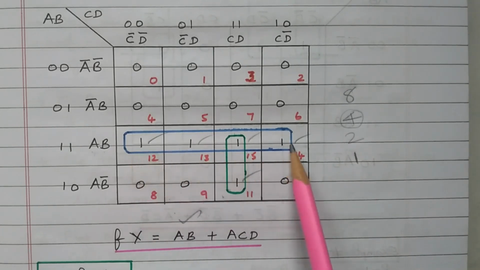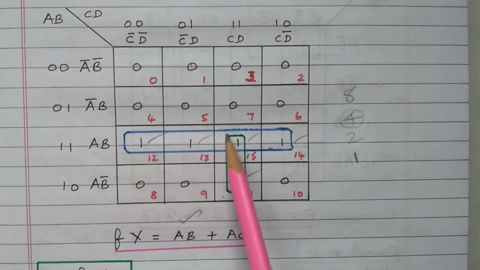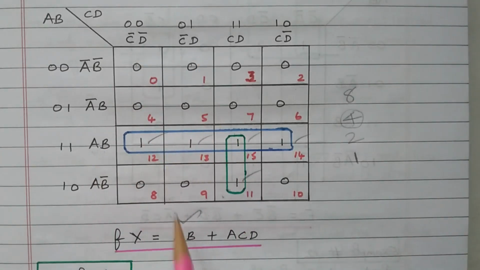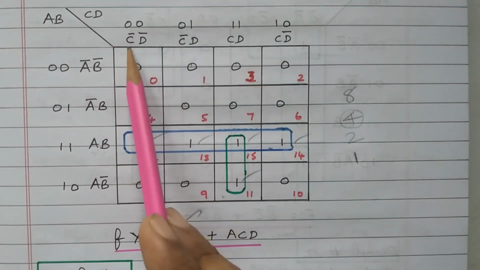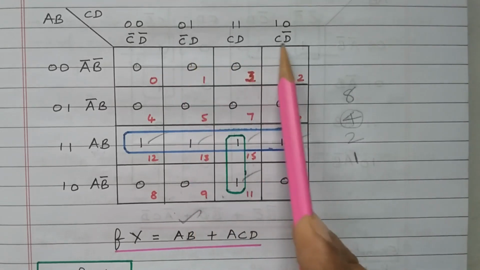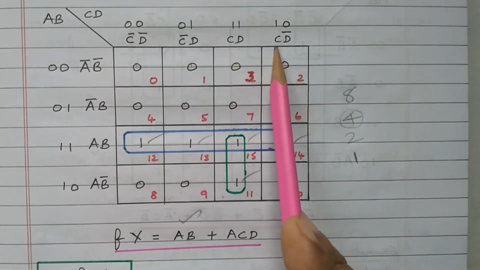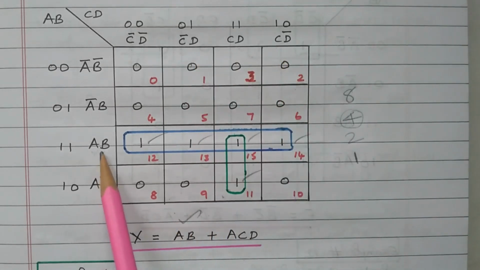So while grouping these 4 cells, we have to refer to the corresponding row side and column side. The row side is nothing but AB. On the column side we have 4 terms, and all got cancelled. C bar D bar is cancelled by CD. C bar D is cancelled by CD bar. C bar got cancelled, D bar also cancelled. Only we have AB, right?